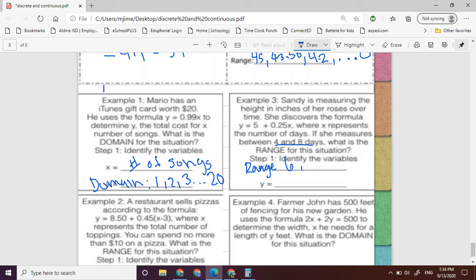And we're going to be discrete because it's only saying for particular days. She's not going to be measuring half of it. So we have to go through this. Anytime it gives you limitations, you have to be discrete.